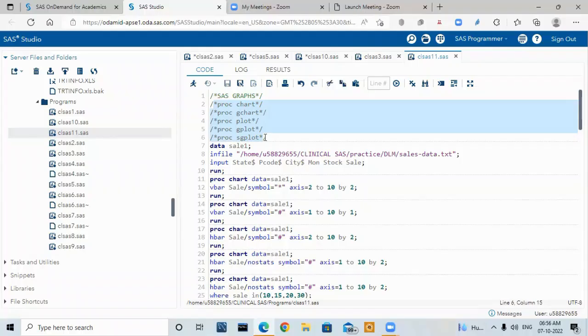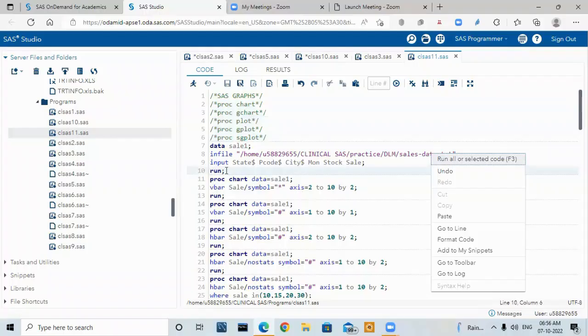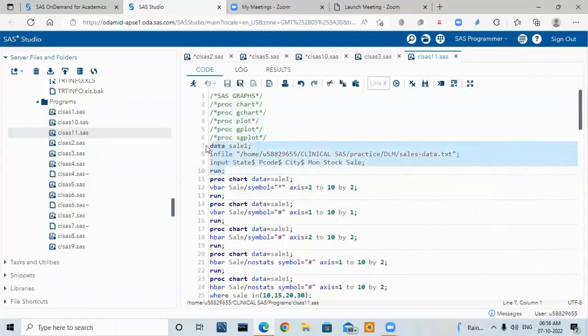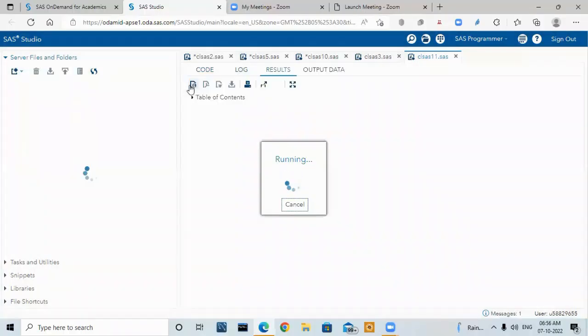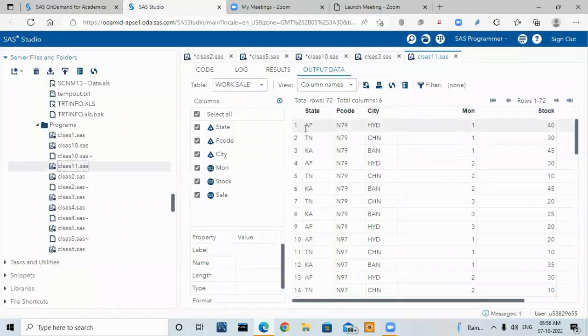So what is proc chart? Let us see. To show how proc chart draws the graphs, first of all we are taking one table. We are importing the sales data, a sales data file we have in the DLM folder, by using infile. You know this table, you are familiar with it. We have used it so many times.